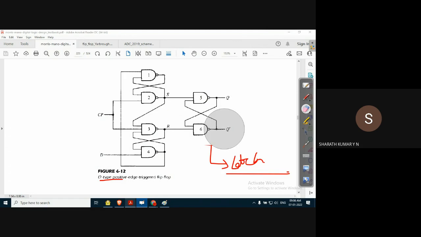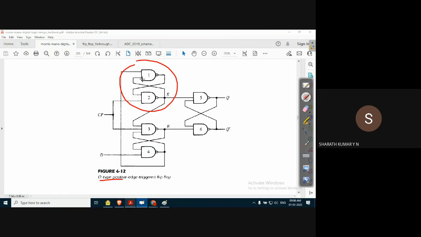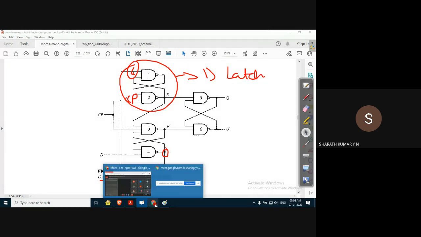Similarly, we find a similar latch circuit at this stage. It has two inputs, one from the output of NAND gate 4, and another is the clock pulse. This is also another SR latch. We can call it a D latch because we are implementing the flip flop using latches anyway.